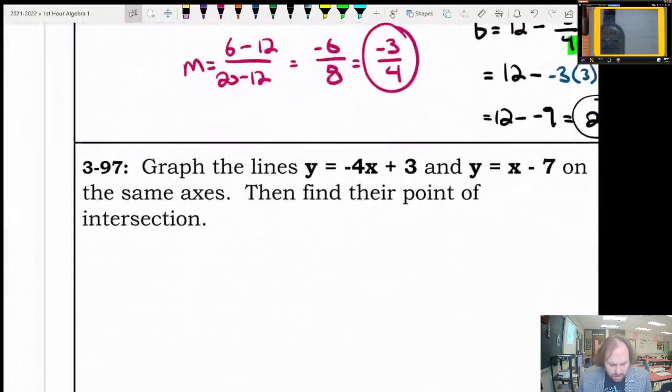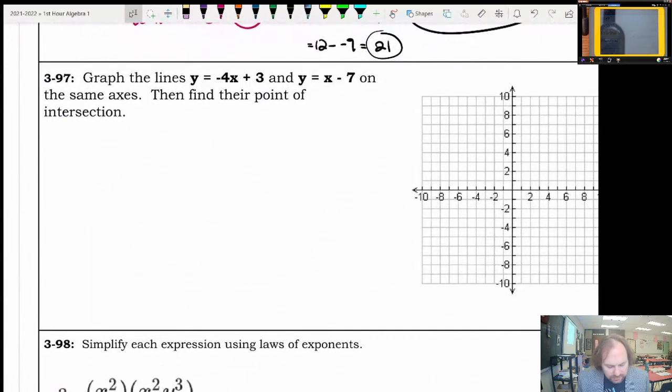Okay. 397, we're going to graph 2 lines on these axes and find their point of intersection. A very important skill for the upcoming Chapter 4. All you got to do is be able to tell me what the y-intercepts and the slopes are and use those to make the line happen. So for this first line, the y-intercept is 3. I'll put a point right there at 3 on the y-axis. The slope is -4, so if I go to the right 1, we'll go down 4. Right 1, down 4. That's how you represent that slope.